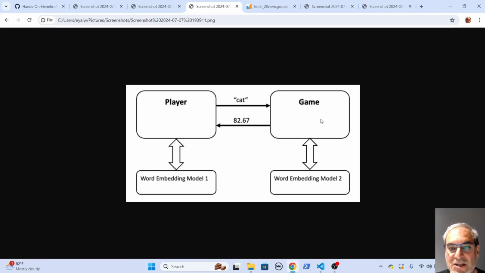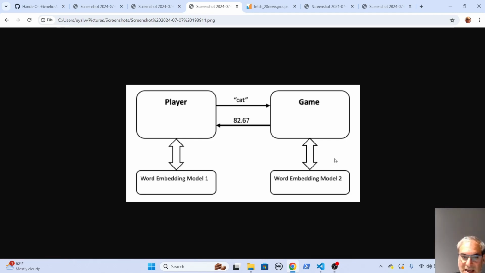So we have a program that will emulate the game. It will pick a word, or we will tell it what word to pick to make it simpler, but it can also pick a random word. And then we will have a player trying to guess the word. The player will send the word to the game, and the game will send back the similarity measure between 0 and 100. Also, the game is using a certain model of embedding.